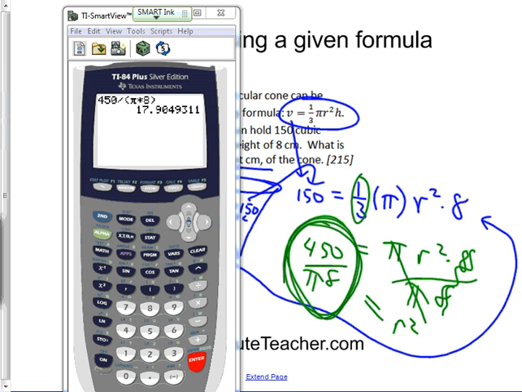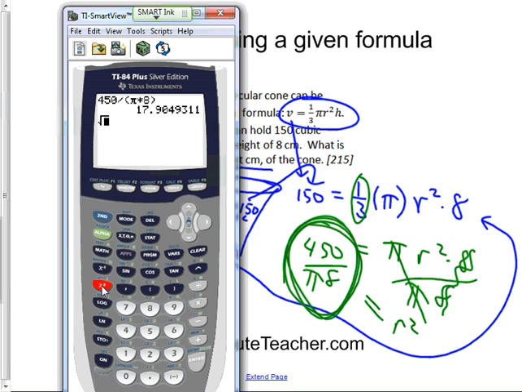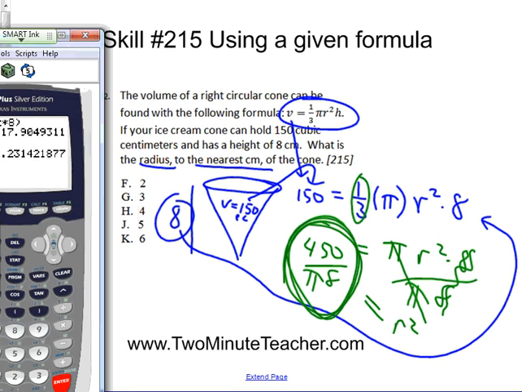Okay, so the calculator says that 450 divided by pi times 8 is 17.90, etc. Now I used the pi button on that one, so if you use 3.14, it'll be a little different. Now I'm just going to have to take the square root of that. So the square root of, and then I can just say the previous answer, so second answer, which is the thing above the negative sign down there. And I get 4.23, and that means that the closest answer here is 4.